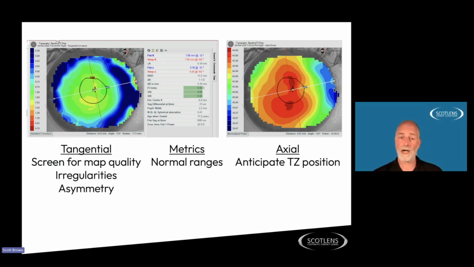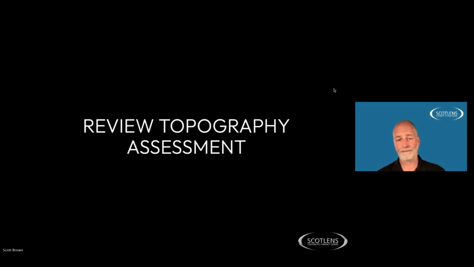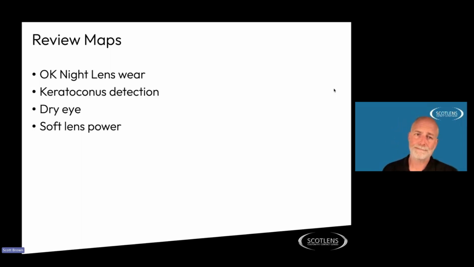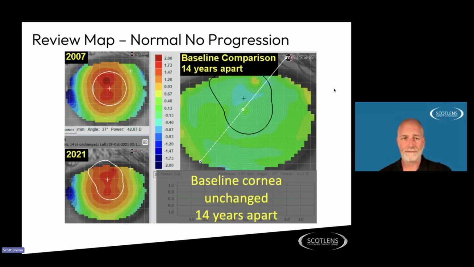So we do tangential, to establish are we dealing with a normal patient? We look at the metrics to make sure the numbers look fairly average, and then we zoom in using the axial to see are we going to anticipate any treatment decentration. So let's talk about, I said all topography is about comparison, so let's look at some review topographies. We're going to do reviews obviously for orthokeratology. We're also going to do reviews for keratoconic detection, dry eye and soft lens powers.